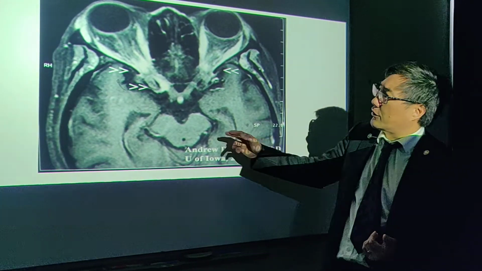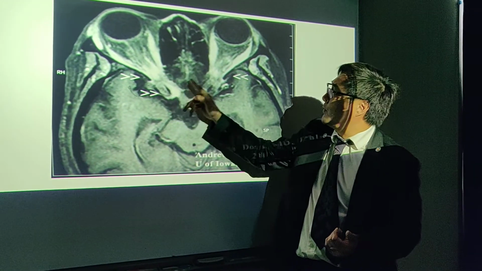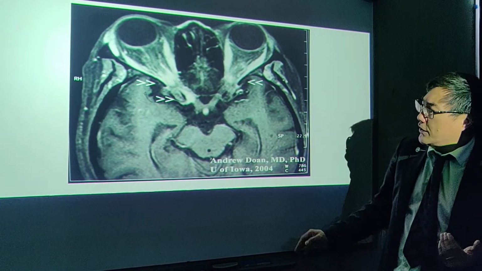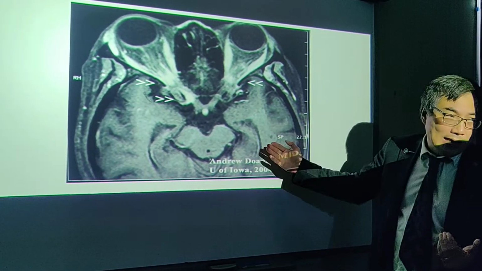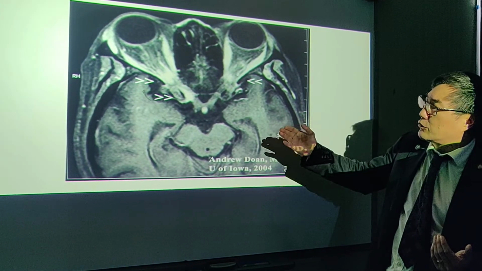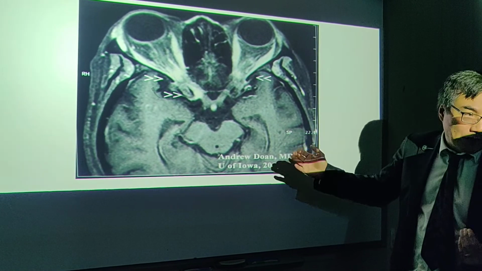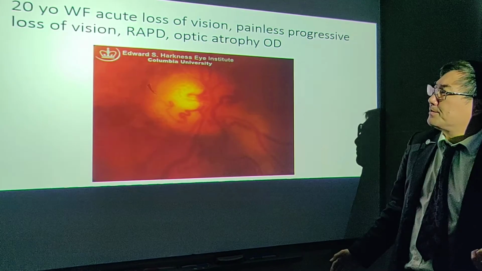And so here's just another example where we have extensive enhancement, it's bilateral, and it's involving the sheath. This would be a very atypical feature for demyelinating optic neuritis and suggests that it's some sort of inflammatory, granulomatous, infiltrative, or MS optic neuritis mimic like NMO or MOG.